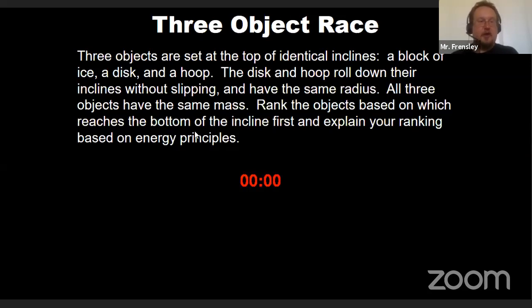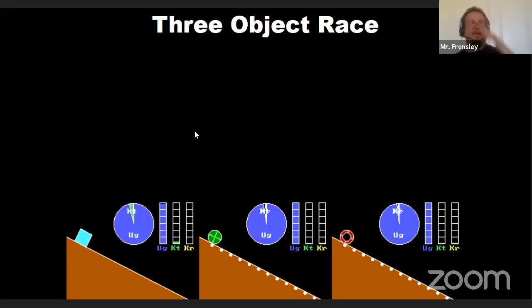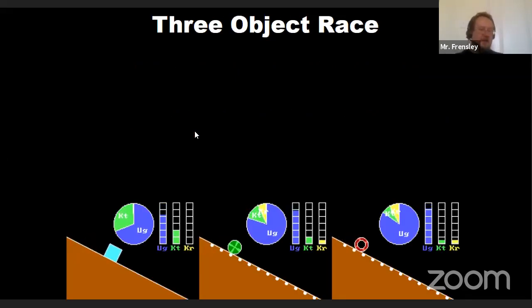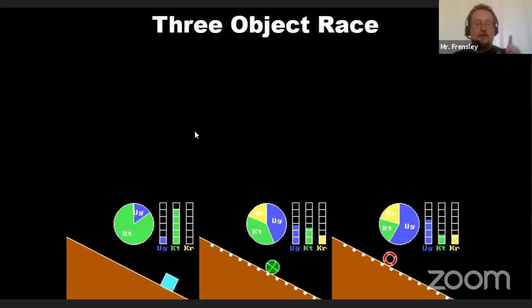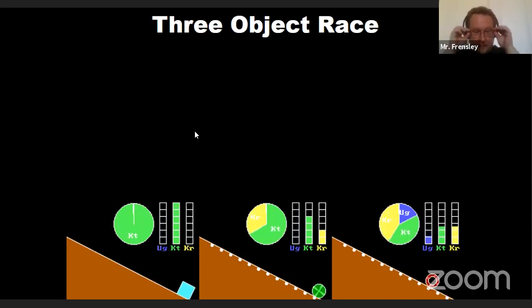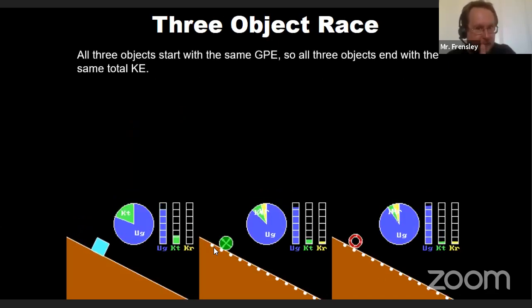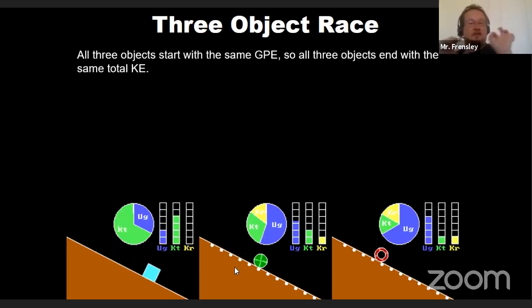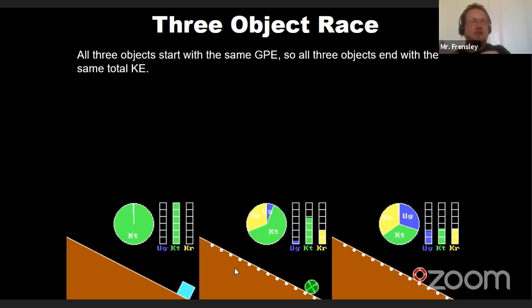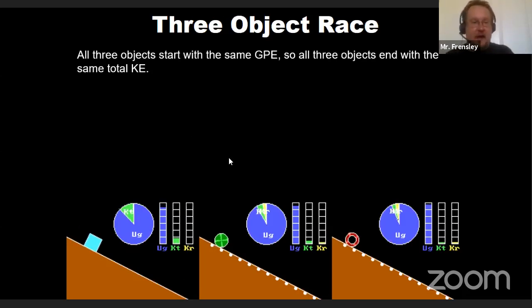All good. So hopefully you already knew it was going to be the ice that wins, then the disc, then the hoop. Now, once again, I'm going to point out that in this animation, you see the spokes right here. There's green spokes, and then there's some little red spokes on that hoop there. And to show that they're not slipping, each spoke intersects the incline at a white dot. So every time it goes over a white dot, the light green or light red spoke touches the dot in order to show you that these, in fact, are not slipping.